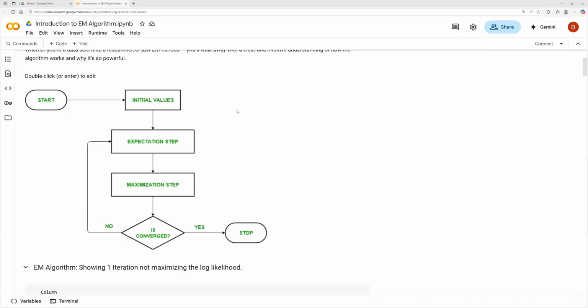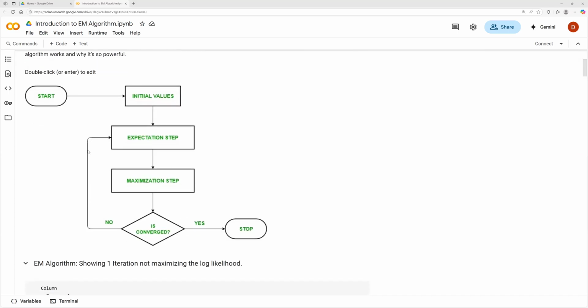Here's a diagram that shows the outline of the algorithm. We have the expectation step and the maximization step. If it's converged, it'll stop. If it doesn't, it won't.